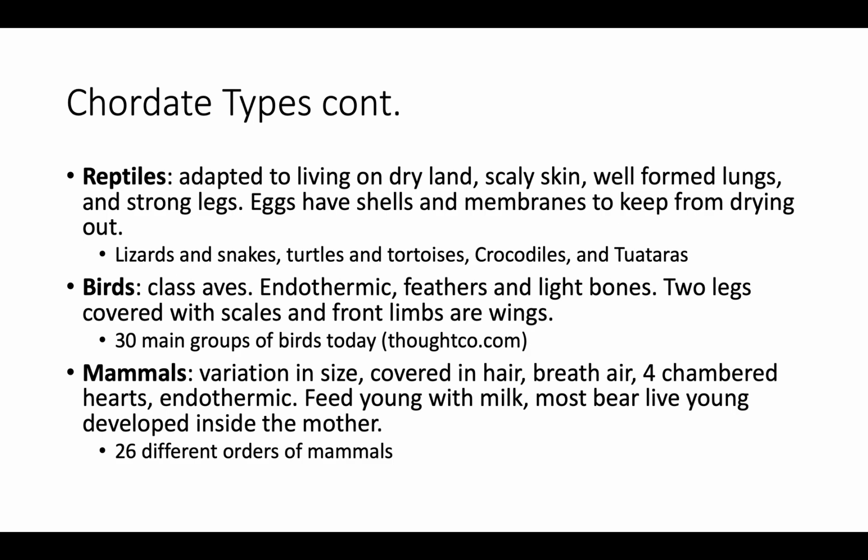Then you have mammals. Mammals vary in size, are covered in hair, and breathe air. They have four-chambered hearts. They're endothermic. They feed their young with milk. Most bear live young, developed inside the mother. Now, you have a few animals that, like I said, will not necessarily fit this generalization. But you have 26 different orders of mammals, so quite diverse as well.